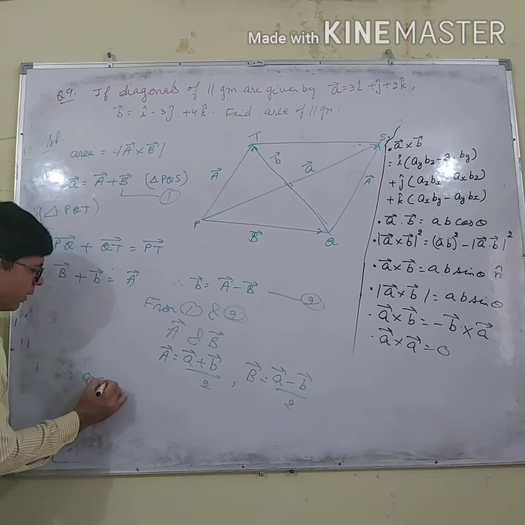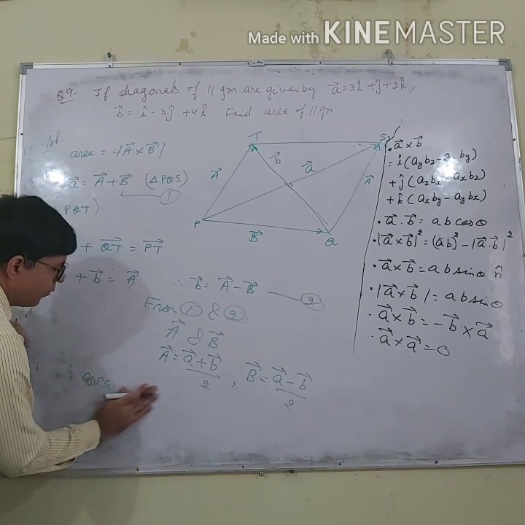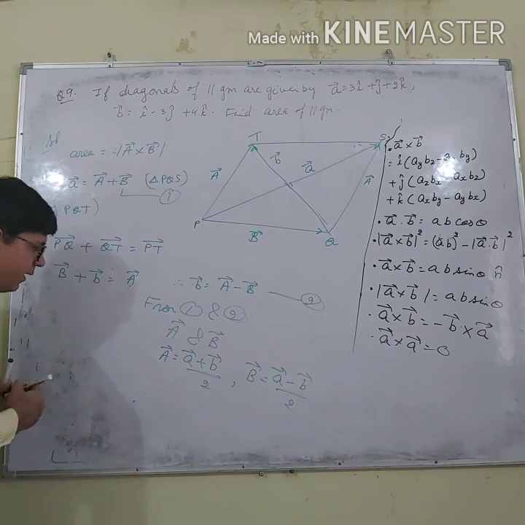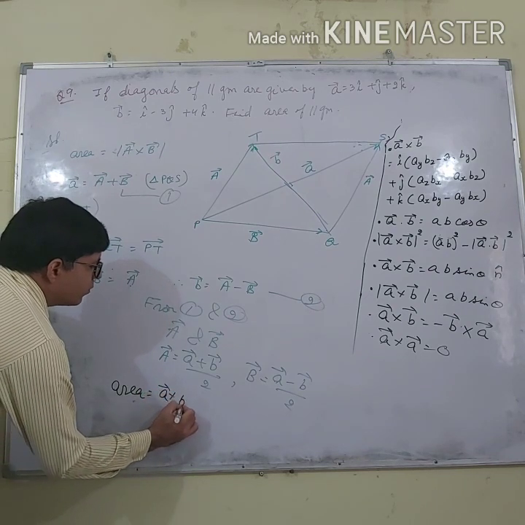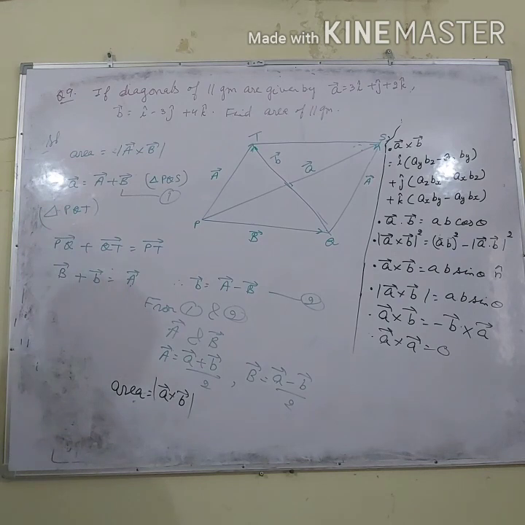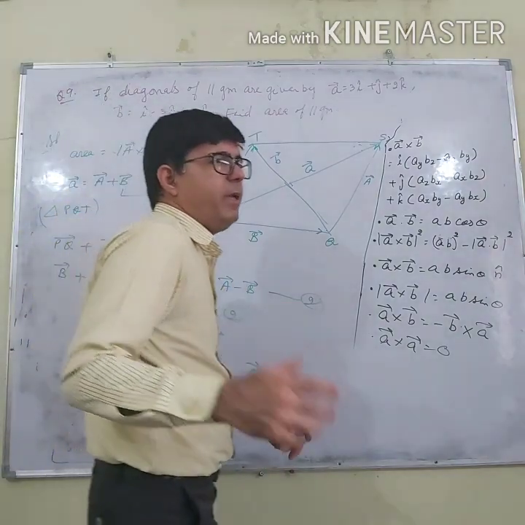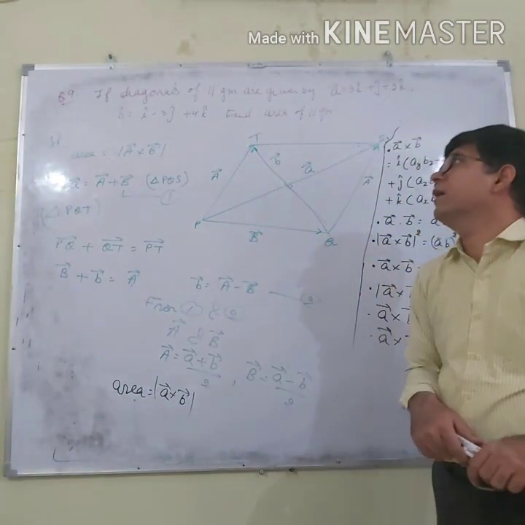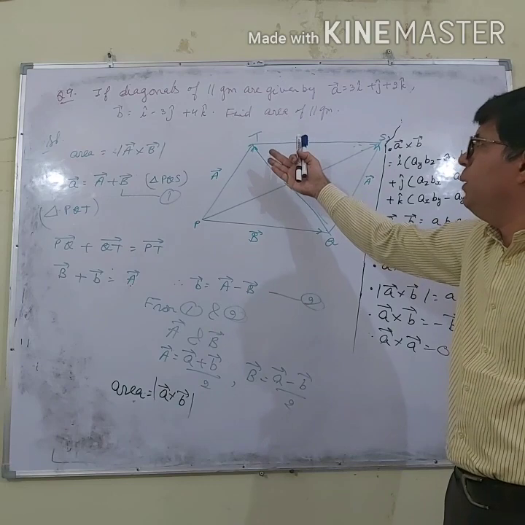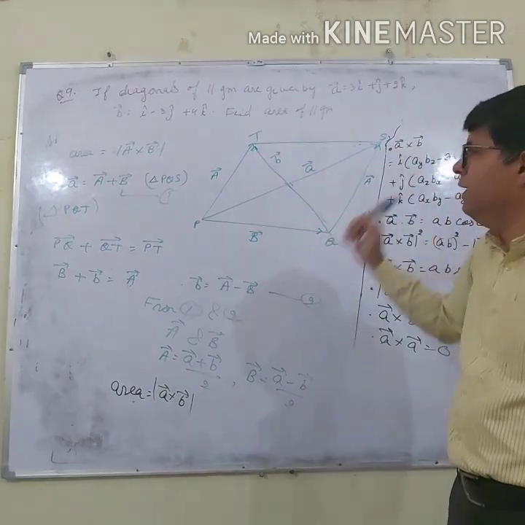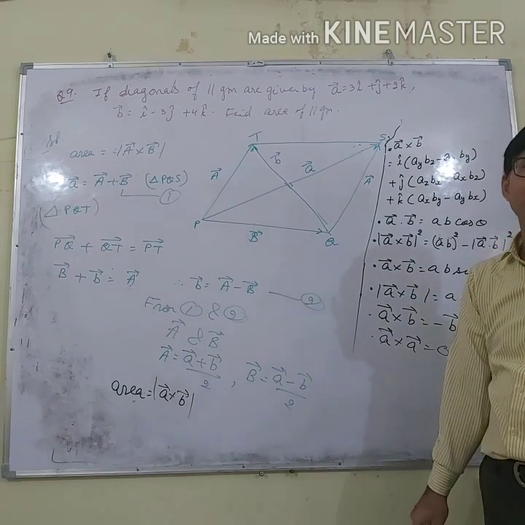Now the area of the parallelogram, what is the area? It is given by the magnitude of a cross b. I think now you can find out the magnitude of a cross b. So that's simple. Sometimes statements are modified and questions become difficult, but they are not as difficult as they appear. You can just simply use your techniques and you can simplify those questions.